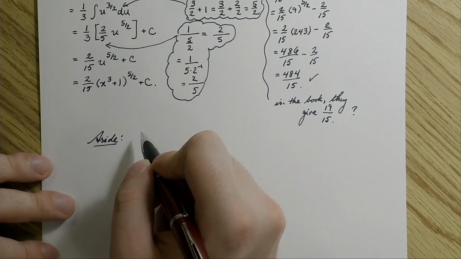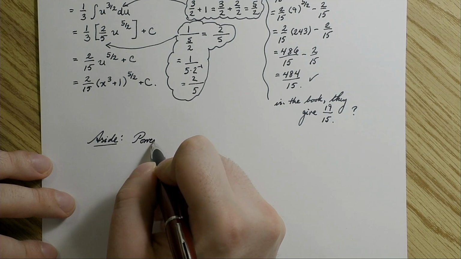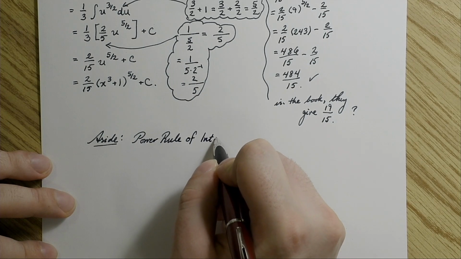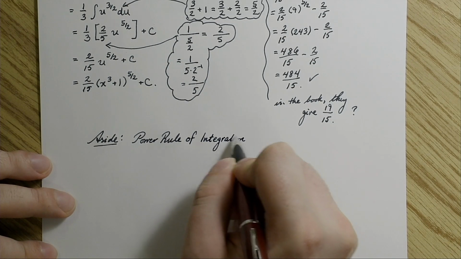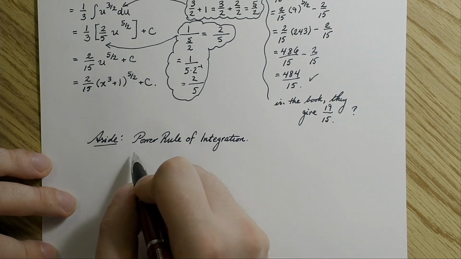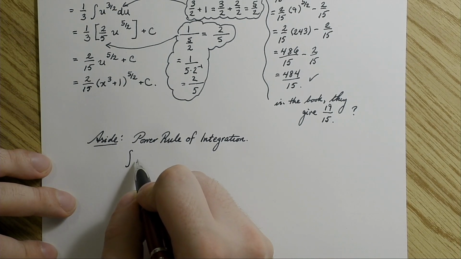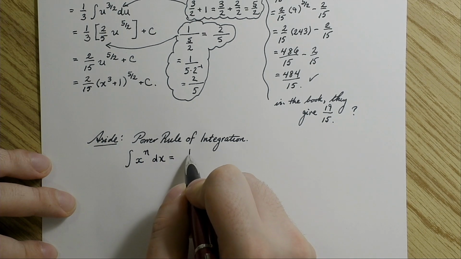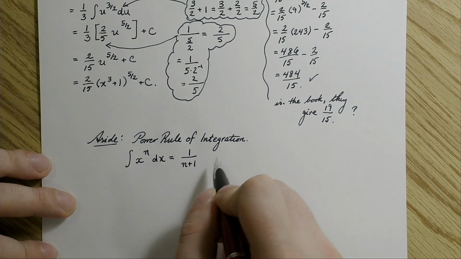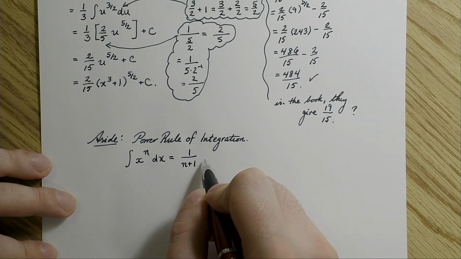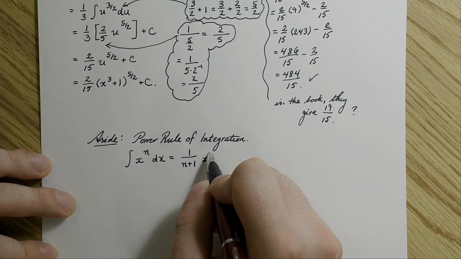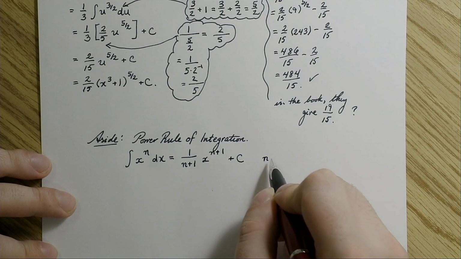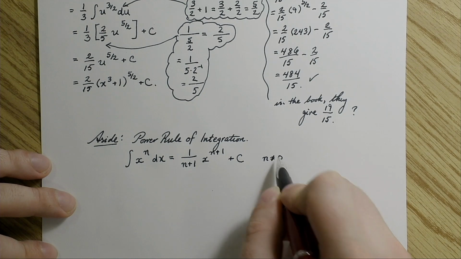So for our power rule of integration, it's the integral of x to the n dx is equal to 1 over n plus 1 times x to the n plus 1 plus a constant, and this is assuming that x is not equal to 0.